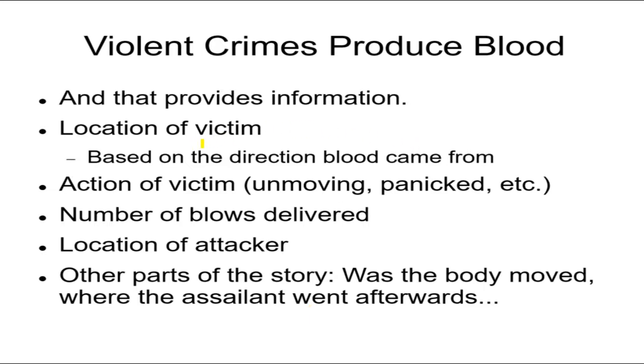One, the location of the victim. I mean, that's where the victim bled, so you know something about the location of the victim. Some of his actions: was he panicking or not? You can know how many blows of, let's say, a pipe were delivered. You might want to know where the attacker was. And other parts of the story: maybe from the way the blood was, you could see the body was moved, or where the attacker went afterwards. There are many things that can be gained by knowing how to interpret the bloodstains left behind.